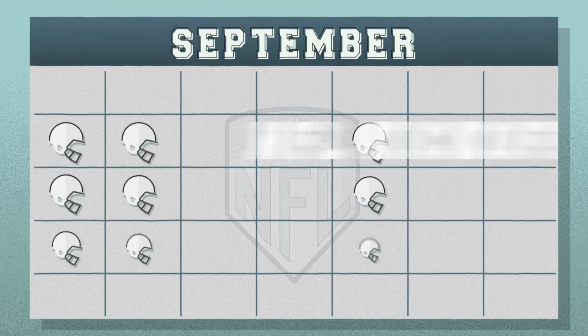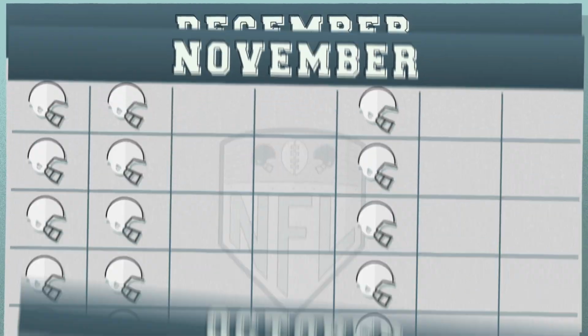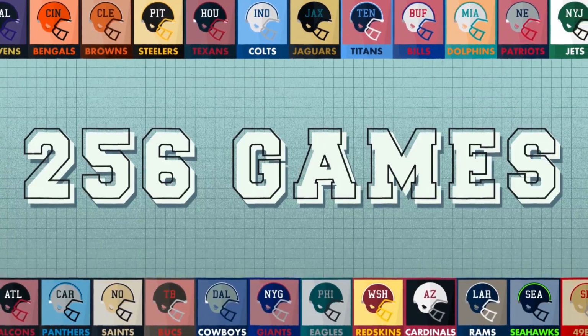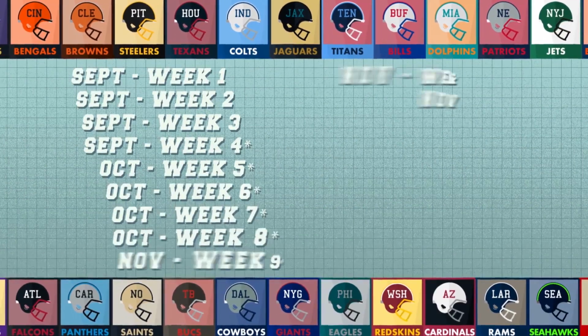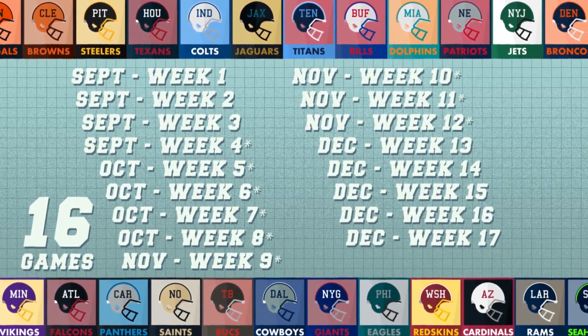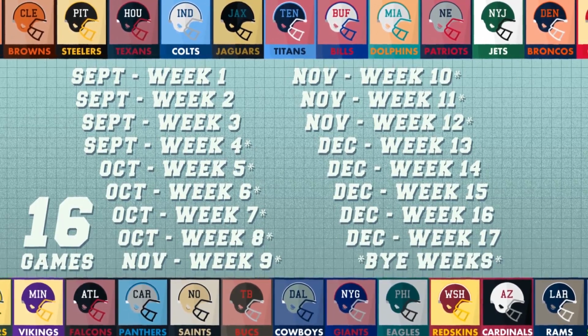The NFL regular season of play kicks off in the month of September and lasts to the end of December. The 256-game schedule is spread out over a span of 17 weeks, where all 32 teams in the league play 16 games each and have a rest day, or what is known as a bye week.